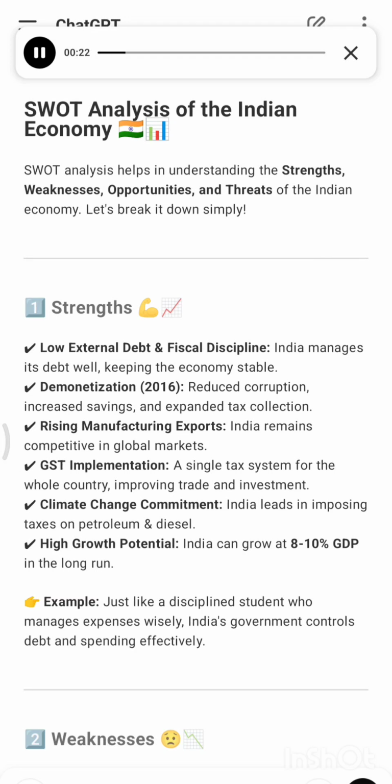Demonetization 2016. Reduced corruption, increased savings, and expanded tax collection. Rising manufacturing exports. India remains competitive in global markets. GST implementation, a single tax system for the whole country, improving trade and investment. Climate change commitment. India leads in imposing taxes on petroleum and diesel. High growth potential. India can grow at 8 to 10% GDP in the long run. Example, just like a disciplined student who manages expenses wisely, India's government controls debt and spending effectively.